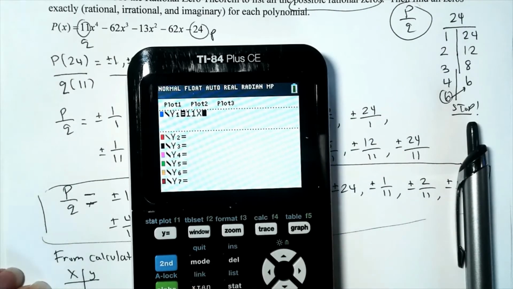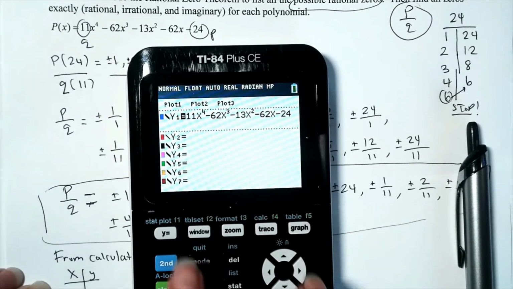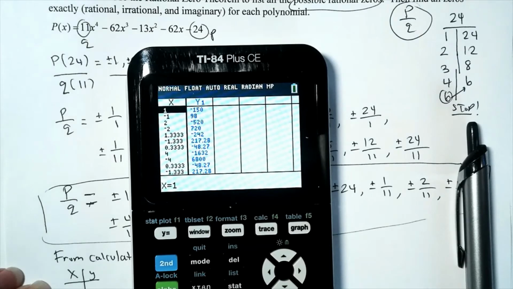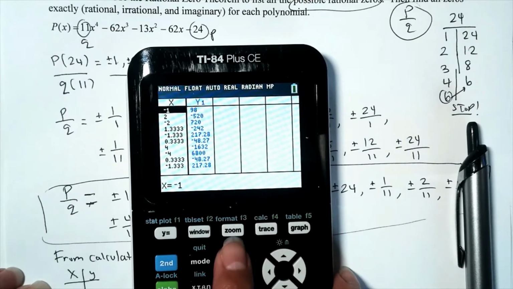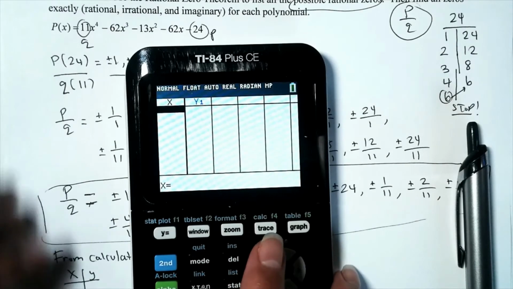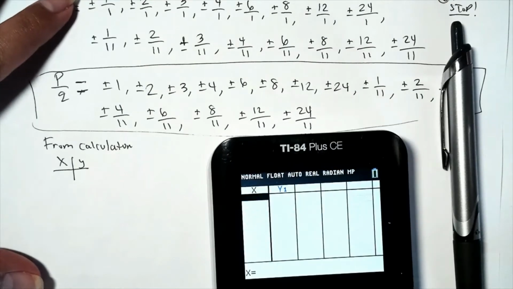So we have 11 times x to the 4th power minus 62 times x to the 3rd power minus 13 times x squared minus 62 times x minus 24. And then we're going to go to our table of values. We had just done a problem similar to this one, so the table should be set. These are the values that we tested in the earlier problem, so let's delete them because they're in our way. Let's test out our 32 values one at a time, unless we get 4 zeros in there.